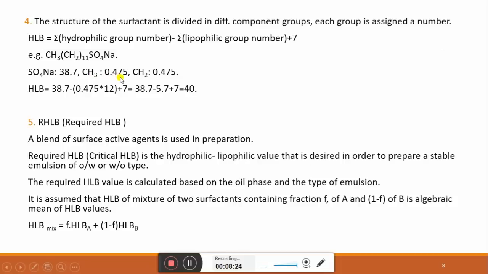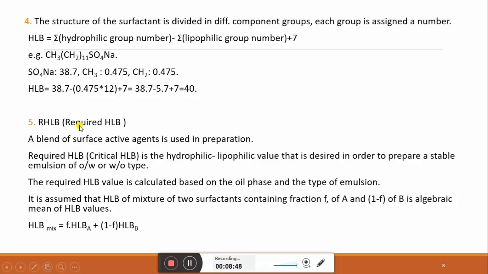CH3 has a value of 0.475, and CH2 again has a value of 0.475. So this group is considered hydrophilic, and this carbon chain is considered lipophilic. So 38.7 minus (0.475 multiplied by 12) plus 7. So 40 is the HLB value of this surfactant.